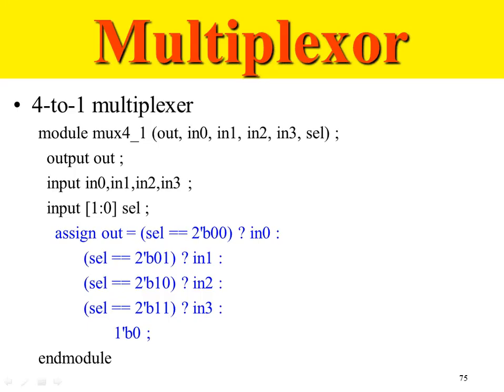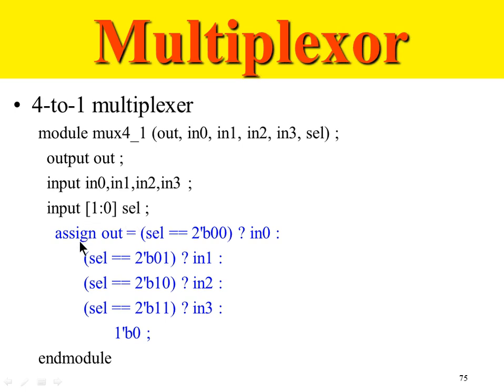Similarly, we can implement a 4:1 multiplexer. Module mux4 underscore 1, out, in0, in1, in2, in3, select. Now there is one single output, there are four inputs in0, in1, in2, in3 and there is a 2-bit select line. Why? Because n select lines are needed for 2 raised to n inputs. That's how a multiplexer works. So there is a 2-bit select line.